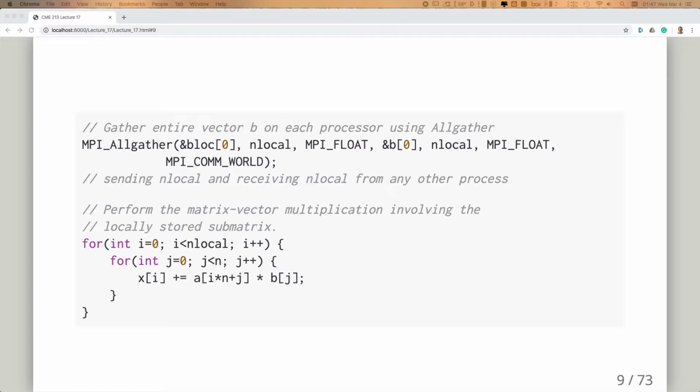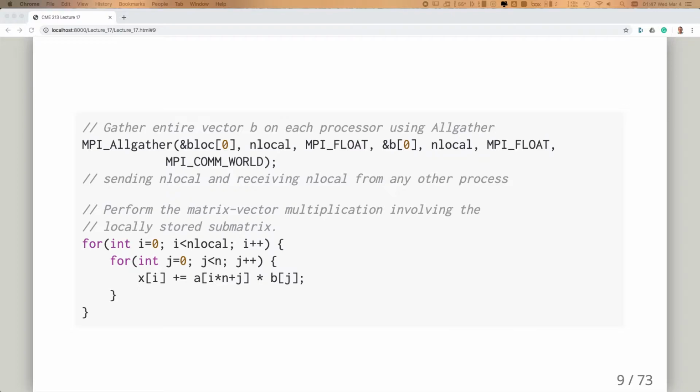And you want to finish with a copy of the full B vector. So here you give the address of my own local copy. Each process has a different block of B. That's the size of each block, the type. Each process is going to send data of size n local, and the result is then stored inside of the B vector.